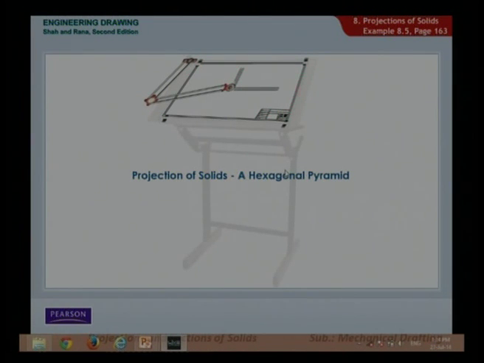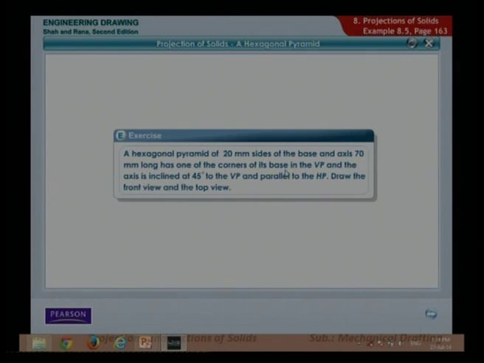Projection of solids, hexagonal pyramid. A hexagonal pyramid having 20 mm long has one of the corners of its base in the VP, and its axis is inclined at 45 degrees to the VP and is parallel to the HP. Draw the front view and the top view.